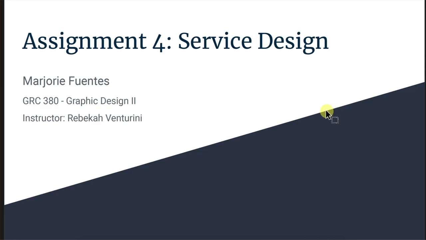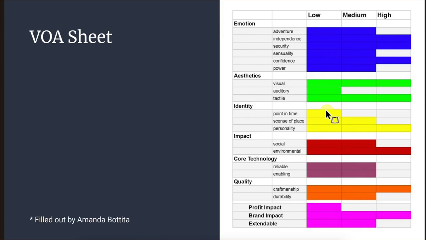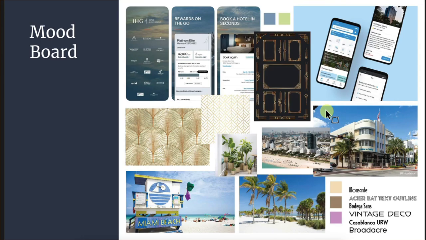Next up is Marjorie, and her persona is Amanda, and these are her favorite colors. Looks great. Okay, your VOA. Awesome mind maps. Woo! That makes me so happy. Gorgeous mood board. Very pretty. I love this. It's so Deco. I love it so much. Really pretty. Great fonts. Nice palette.